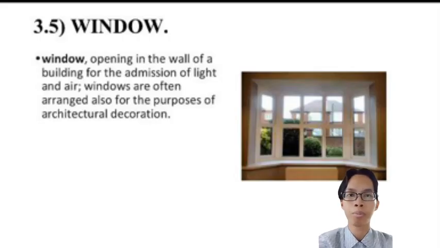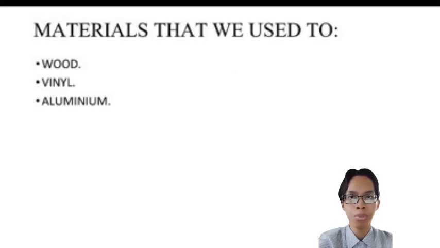3.5 Window. A window is an opening in the wall of a building for the emission of light and air. Windows are often arranged also for the purpose of architectural decoration. Materials that we use: wood, vinyl, and aluminium.